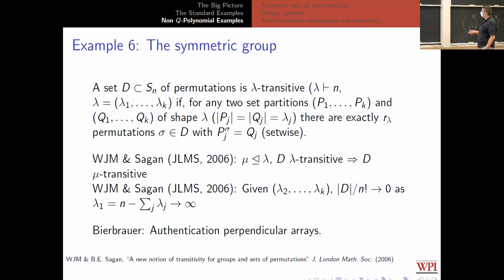But I think that finding lambda transitive sets of permutations, that is, you take the shape lambda, the Ferrers diagram, you chop n points up into some partition of shape lambda, or another partition of shape lambda, and you want exactly, we need another letter other than lambda, you want exactly s permutations that setwise take these to these. That's a design in that association scheme.